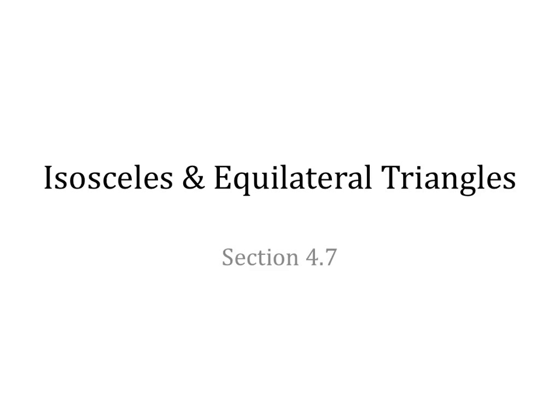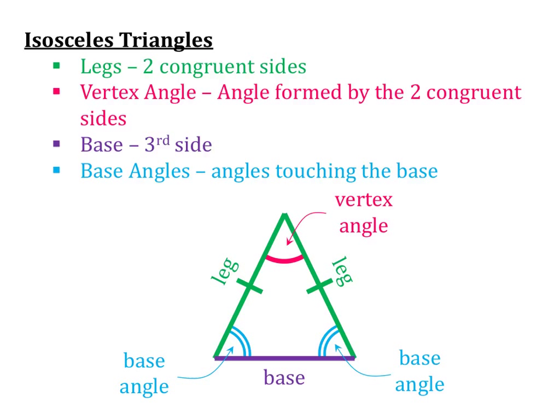Good evening, everyone. Tonight we are going to be discussing isosceles and equilateral triangles. As we previously discussed, isosceles triangles have special properties because they have two congruent sides. Because of this, we have special names for all the pieces of an isosceles triangle.